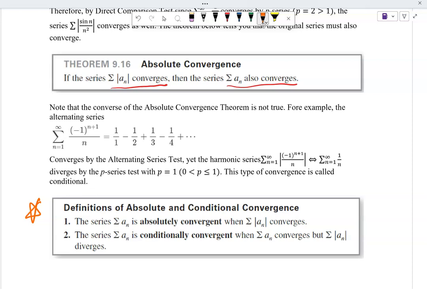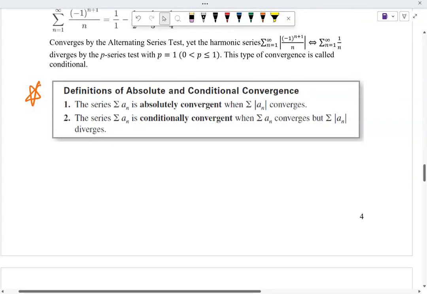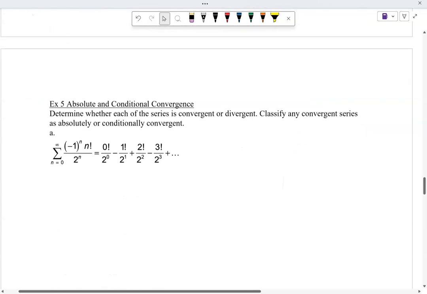So number one, the series is absolutely convergent when both the original is convergent and the absolute value converges. When they both converge, the series is absolutely convergent. When the original converges but the absolute value diverges, that's conditionally convergent. Okay. That's conditionally convergent. So let's look at that for this one here.